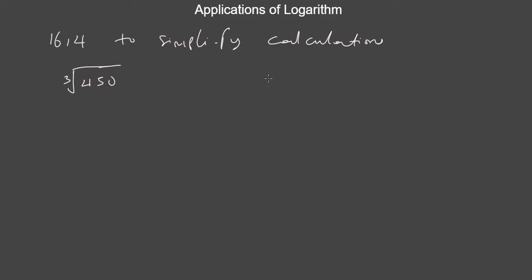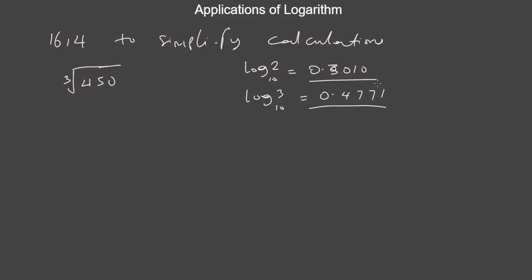Imagine you have your log table, and in your log table you have the following. From your log table, you know that log 2 to base 10 is 0.3010, and log 3 to base 10 is 0.4771. So given that these two are known from your log table, the question is, what's the cube root of 450? The first thing I want to do is to equate this number to x, or we can say x equals this. So we are looking for the value of x, right?